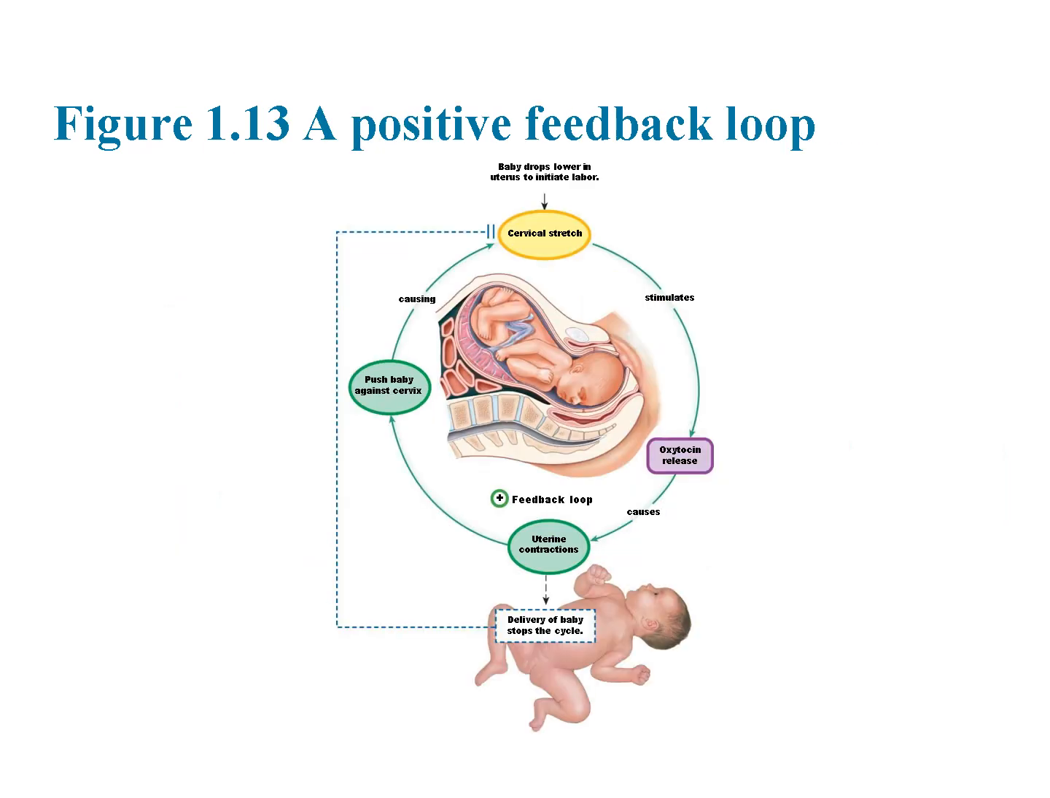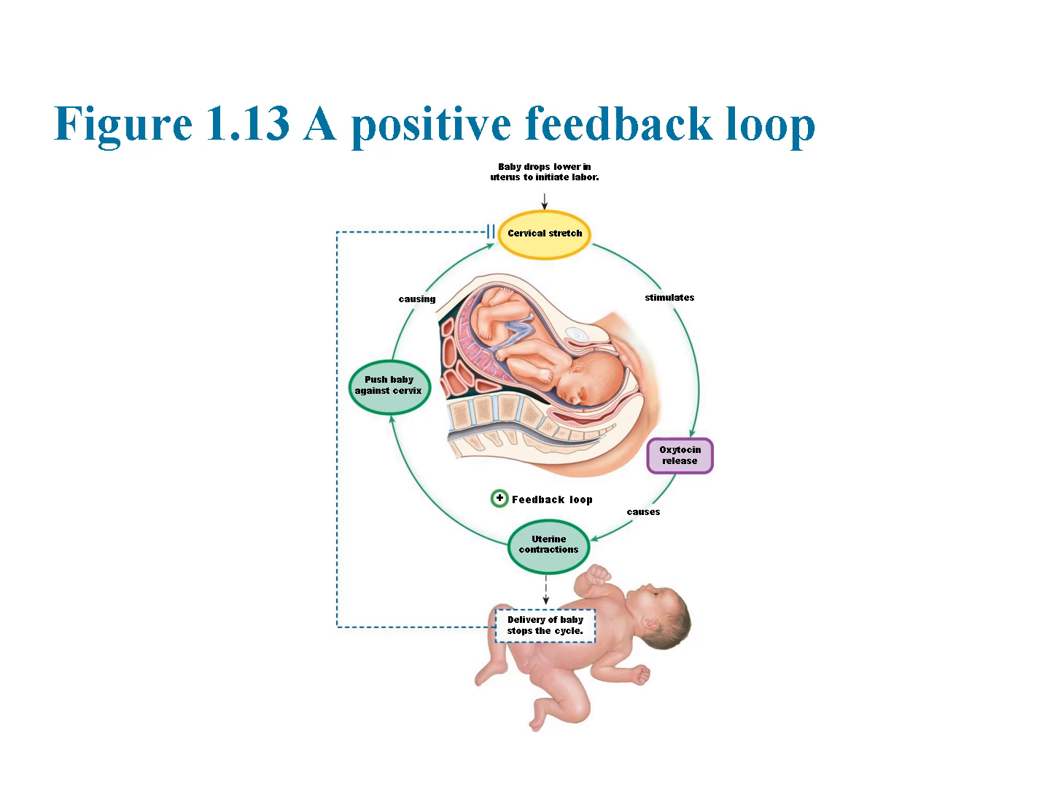Let's dive into a real-life example of a positive feedback loop: childbirth. This is one of the most fascinating and beautifully orchestrated processes in the body. It all starts when the baby drops lower in the uterus, which puts pressure on the cervix. This stretch of the cervix acts as the stimulus that kicks off the loop. The stretch sends a signal to the brain, which triggers the release of oxytocin. Think of oxytocin as the hormone that tells the uterus, "Let's get to work." Oxytocin stimulates uterine contractions, which help push the baby further against the cervix.